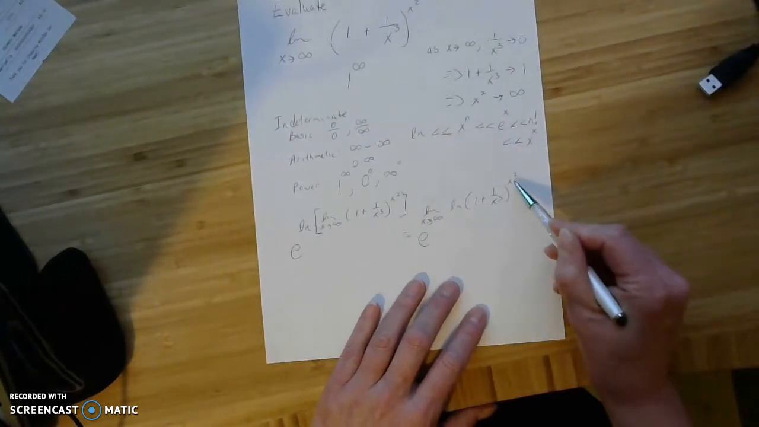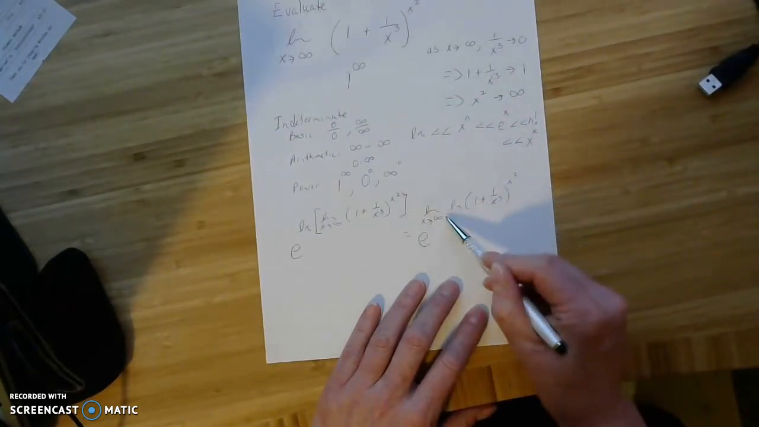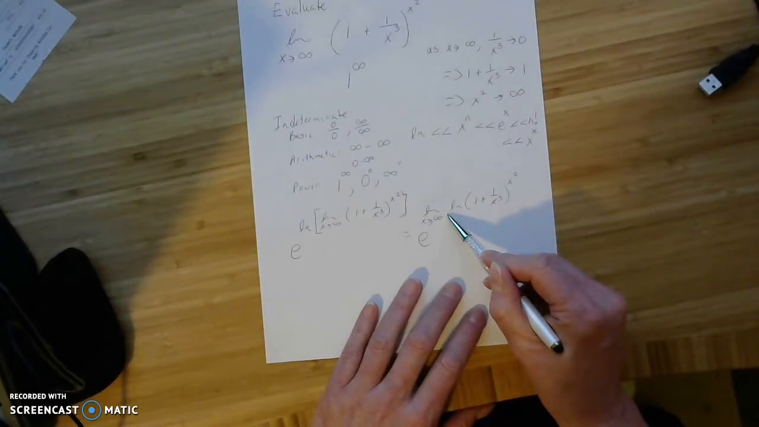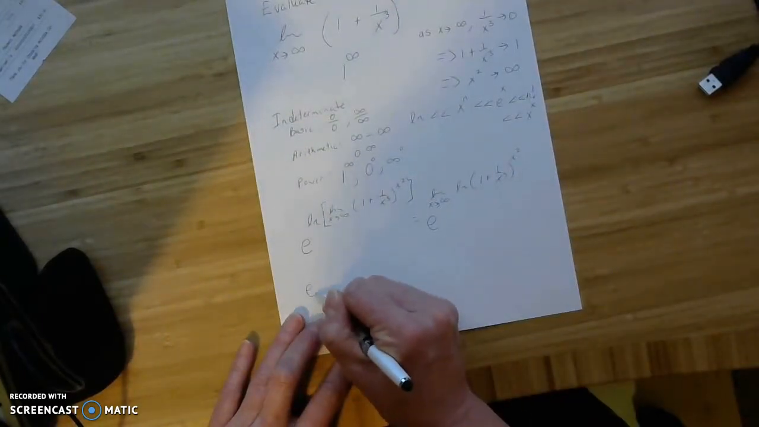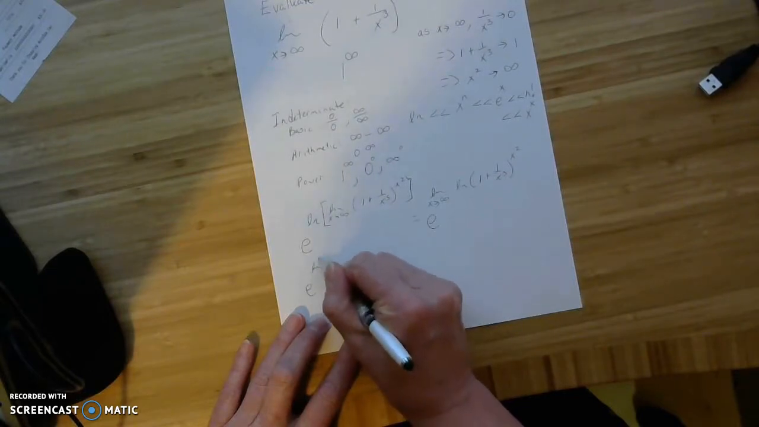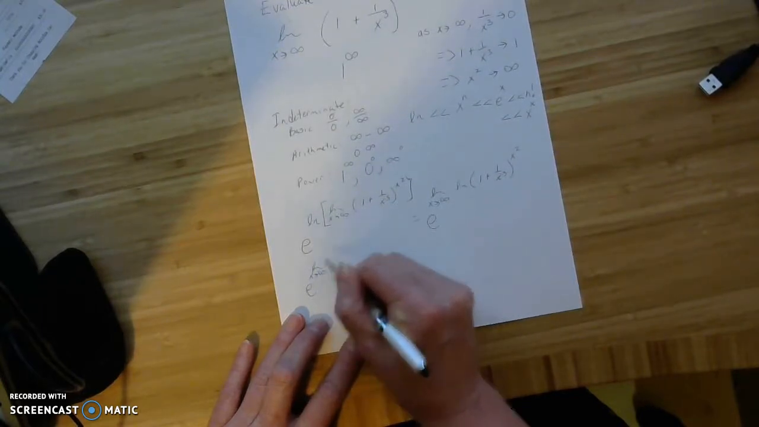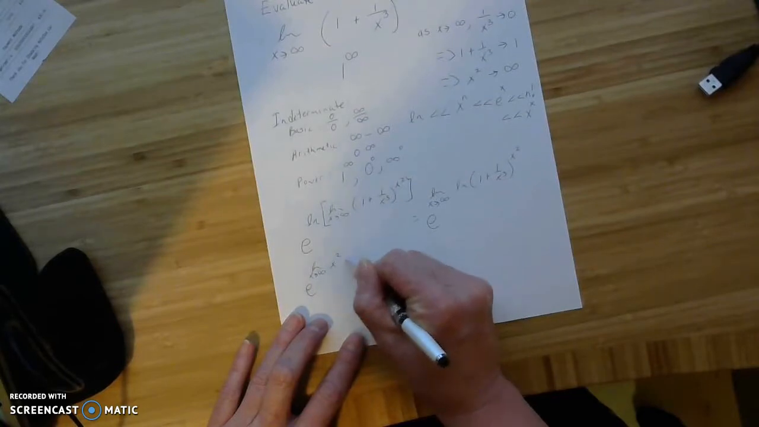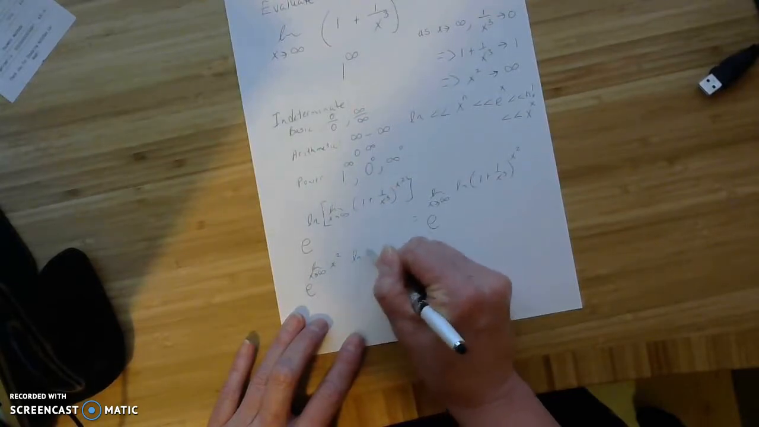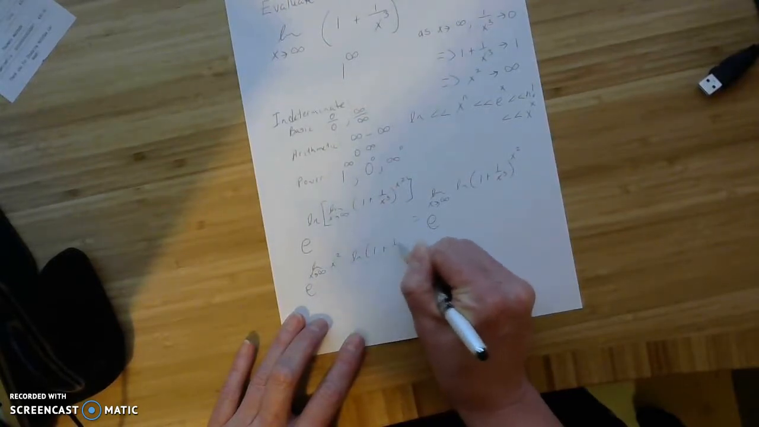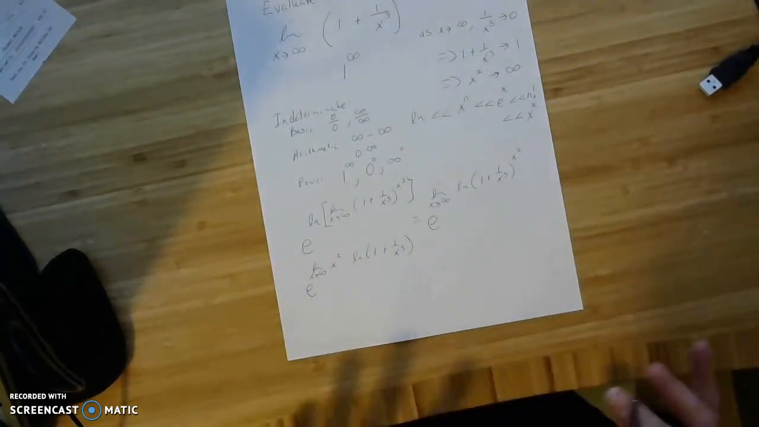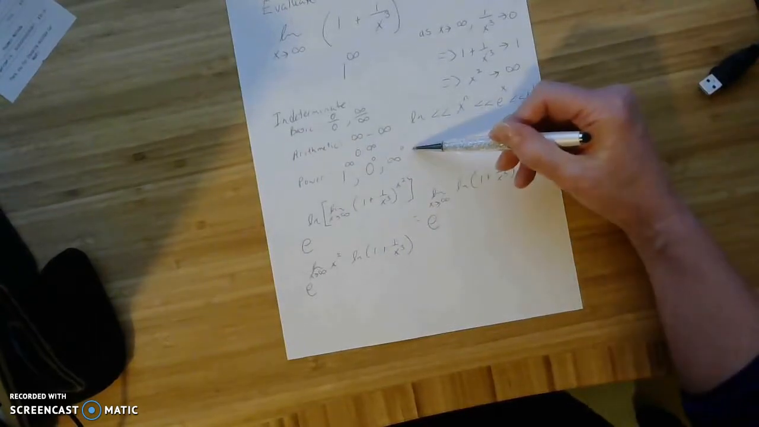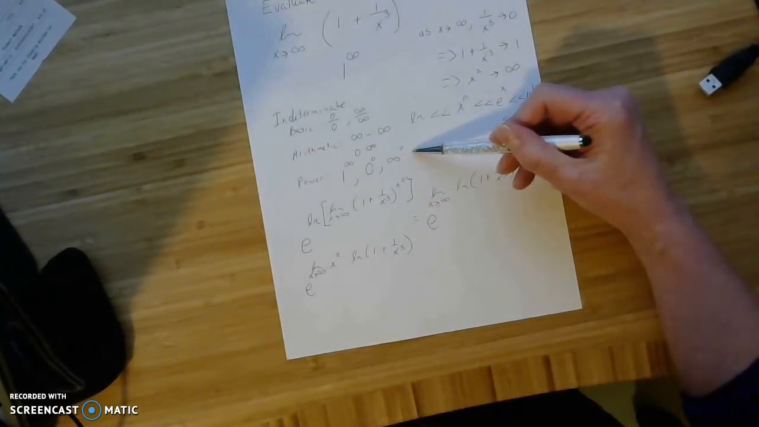Well, now that lets me take the x squared down in front of the natural log. That's just one of our natural log properties, so I'm going to do that next. So this gives me e to the limit, x is still going to infinity, of x squared times the natural log of 1 plus 1 over x cubed. Great. I don't have a power anymore, so I'm out of this situation, but I don't know where I am.